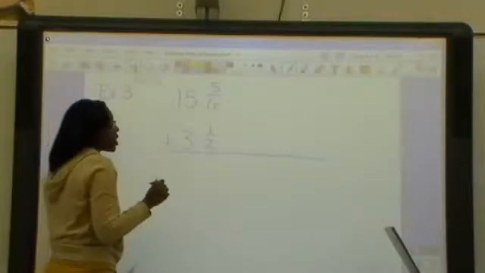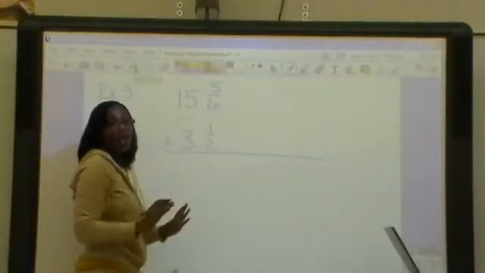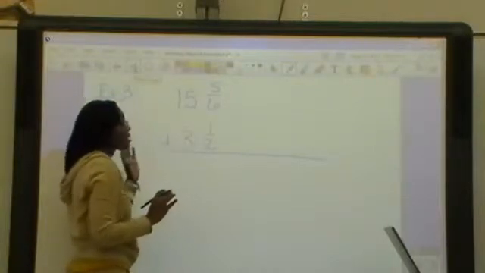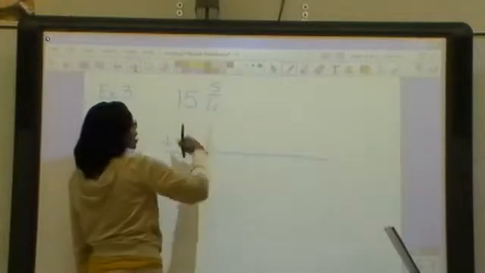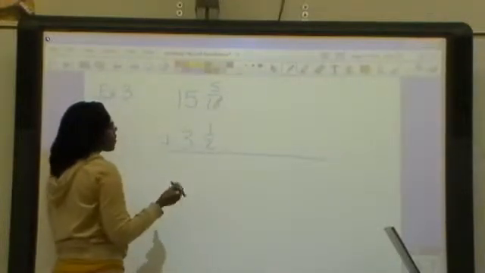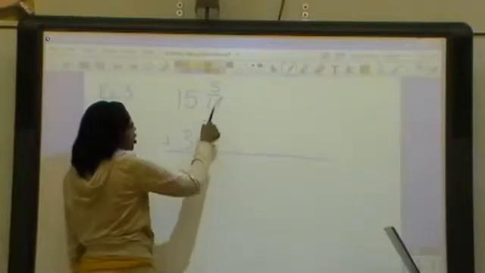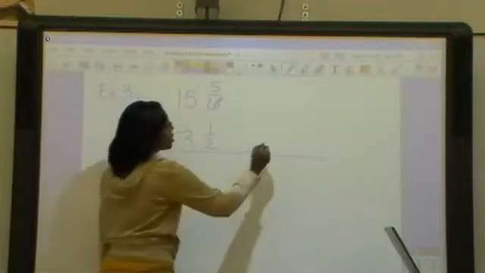Now sometimes when you get your answer, it's not always going to be in its final form. So we're going to look at some problems now where we end up with an improper fraction as our answer. So once again, we have to get a common denominator. So we want to look at 6 and 2. We want to determine what is going to be their common denominator. It'll be 6.